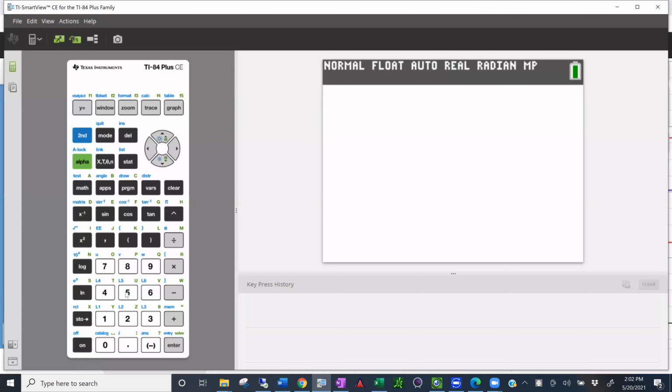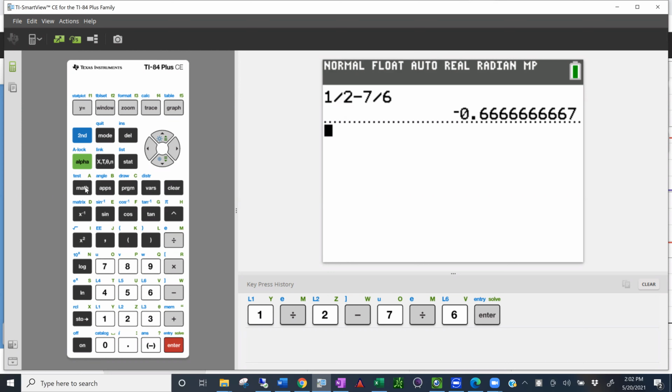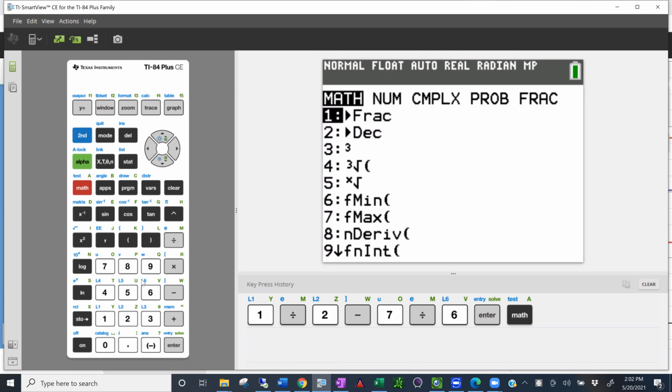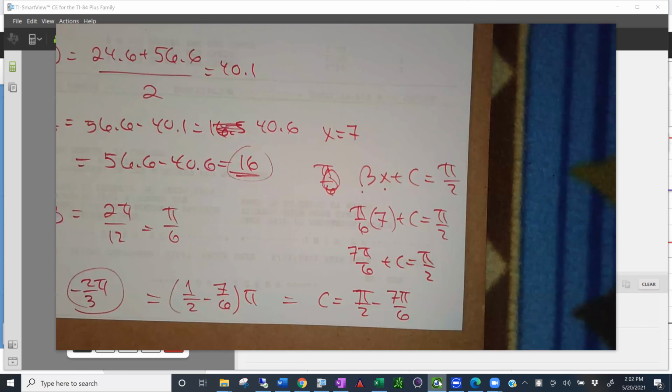So to plug that in, it's going to be 1 divided by 2, or 0.5, minus 7 divided by 6. Now I'm just going to keep the units of pi out of this for the moment. Then I can hit the math key and answer the fraction. Oh, that's negative 2/3. So negative 2 pi over 3 would be the final answer there. That would be C. So it would look like this, negative 2 pi over 3. And that's it. I've got A, B, C, and D.